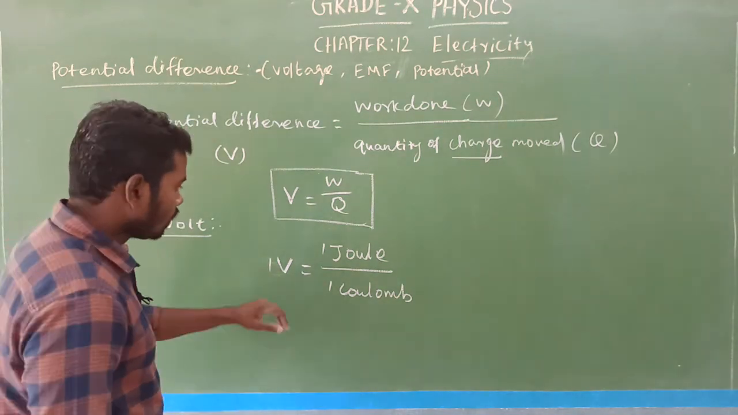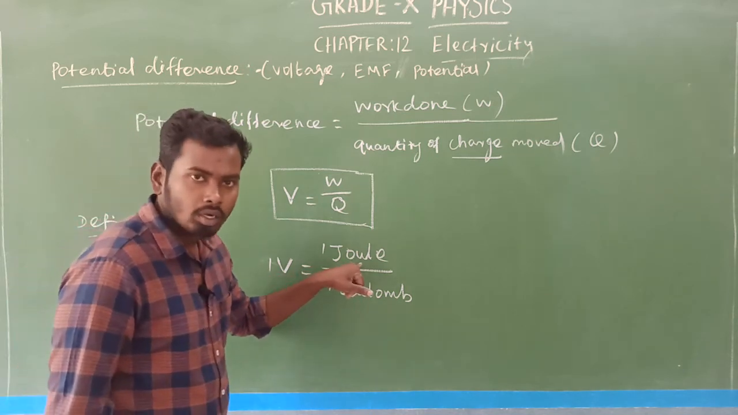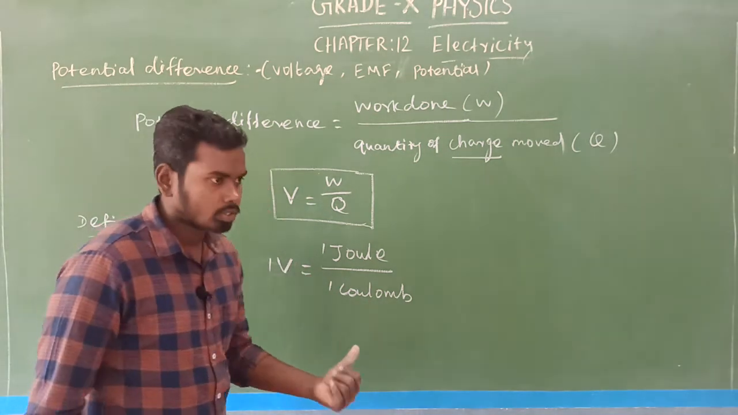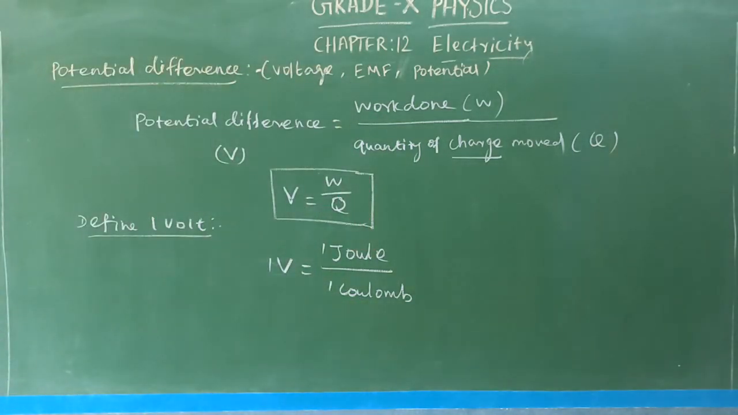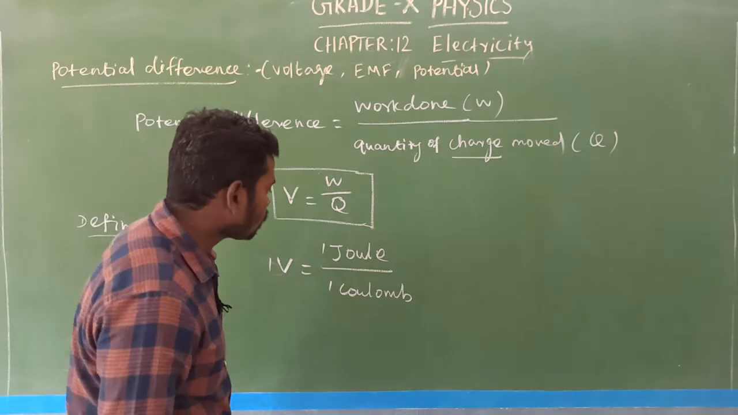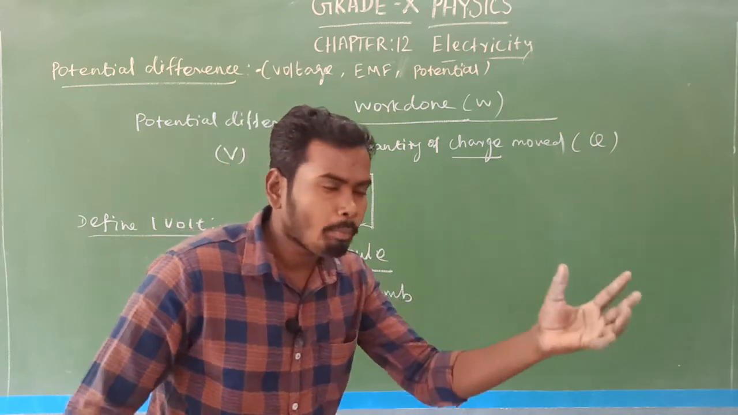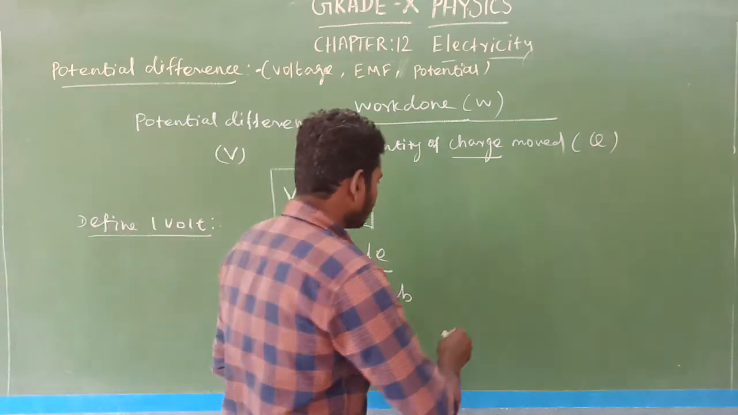Note this point. The 1 joule of work done to bring 1 coulomb of charge from one point to another point is said to be 1 volt. Note these points: 1 joule of work is done to bring 1 coulomb of charge from one point to another point, and that is called 1 volt.